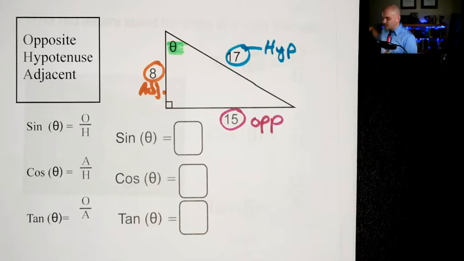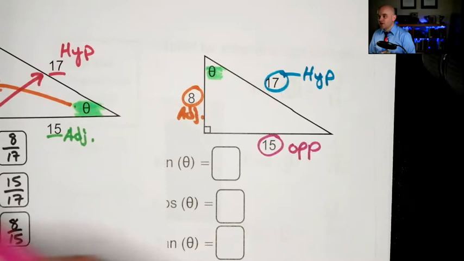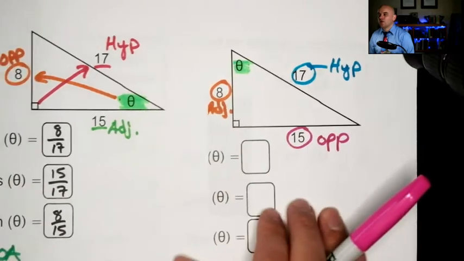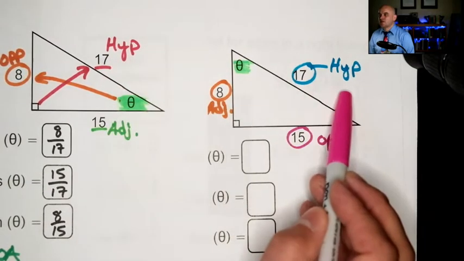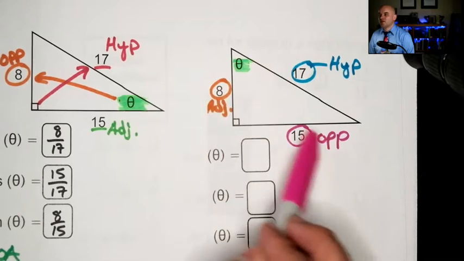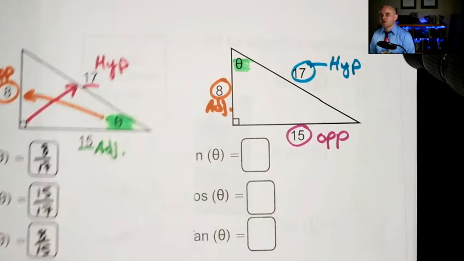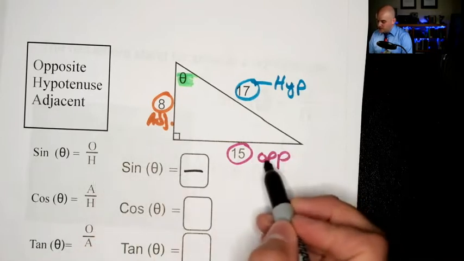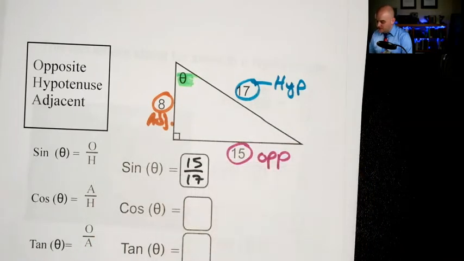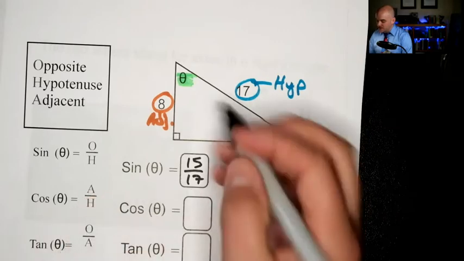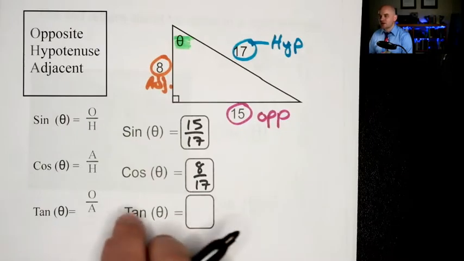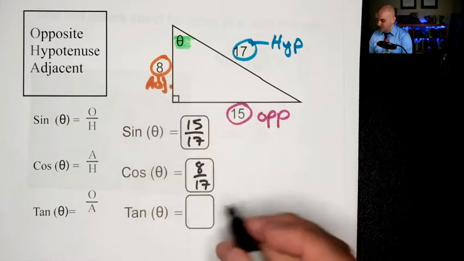Once again, we're going to compare it to the last problem. All I did was move theta from right here to the top left corner. And notice what changed. Well, the hypotenuse stayed the same, but the opposite and the adjacent sides switched, didn't they? So be careful with that, because that will change some of our ratios. So the sine of theta is the opposite over the hypotenuse, or 15 over 17 in this case. The cosine of theta is adjacent over hypotenuse, or 8 over 17. And lastly, the tangent is opposite over adjacent, or 15 over 8.